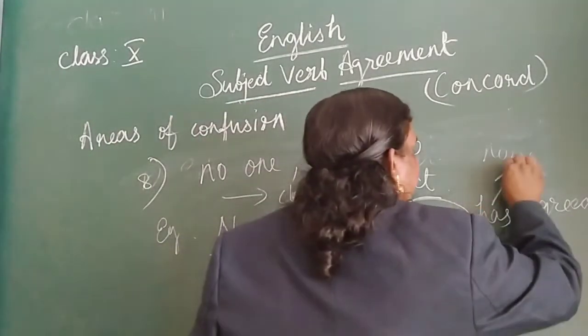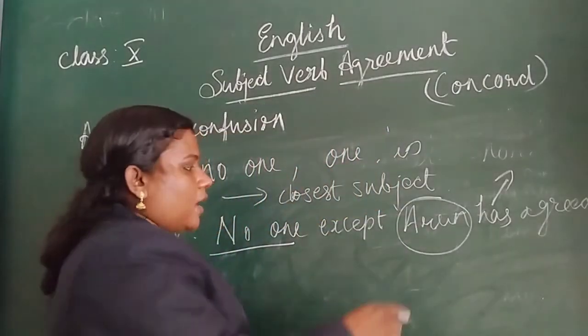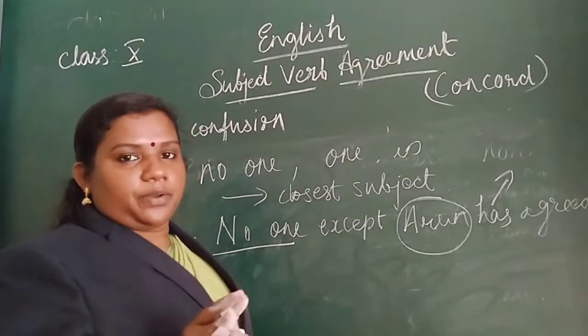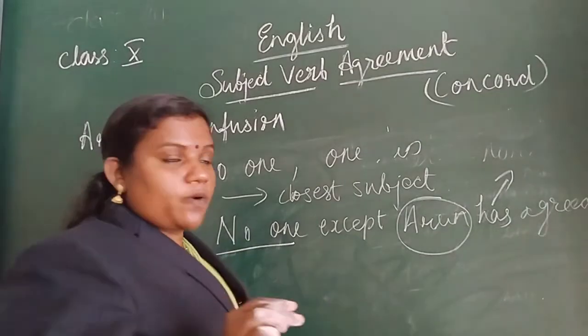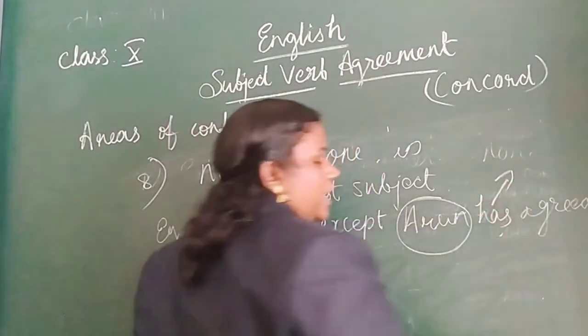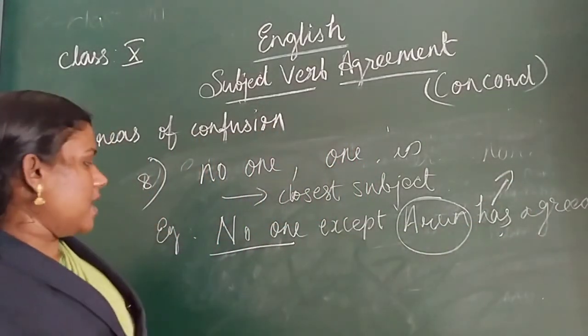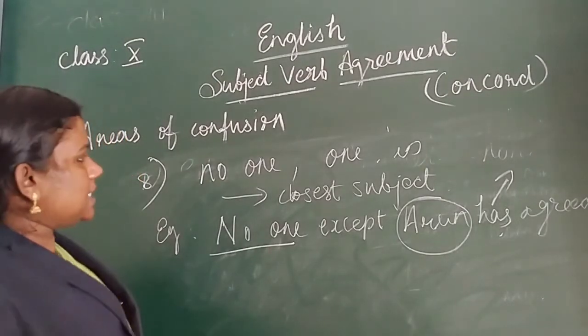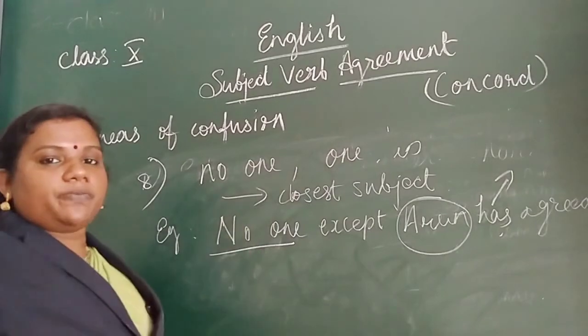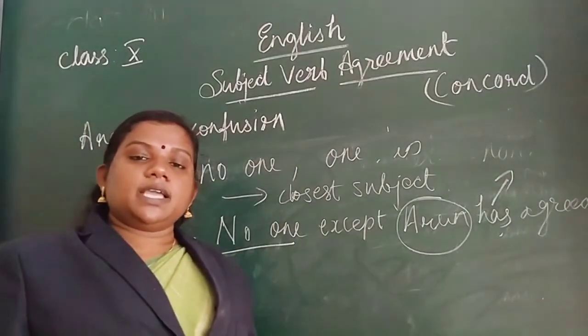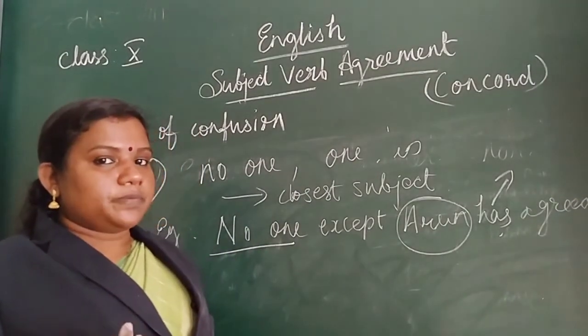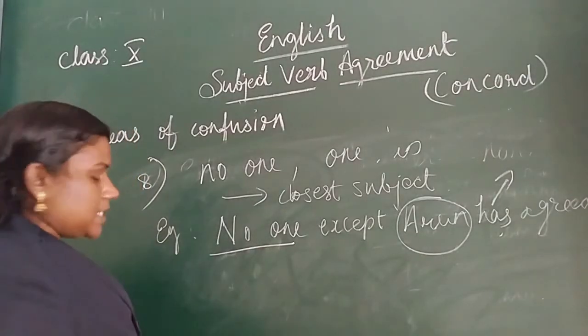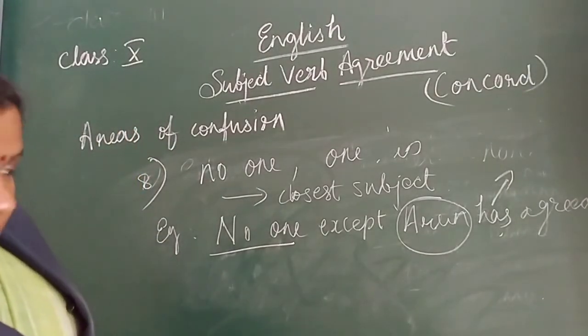See, the verb will agree with the closest subject. The closest subject is Arun, which is singular, so we will use the singular verb. No one except Arun has agreed. In the same way, if one in also comes, we will go with the closest subject. Okay, clear students? Now we are going to the next point.